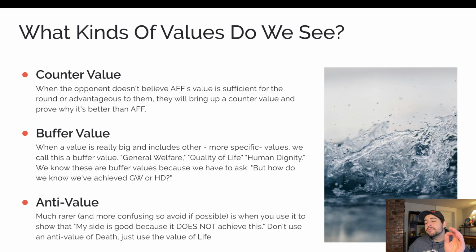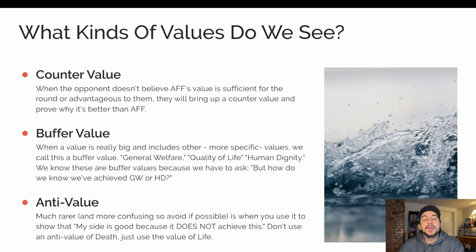Now, the third form of value is what's known as an anti-value, and it's actually much more rare, and that's because it's really confusing. So think of it like this. It is a value that you apply to the resolution, and if your side achieves that value, then that means it's a bad thing. For example, my side is good because it does not achieve the value. You could see how the logic might work, but you can also see how the logic would be really confusing.